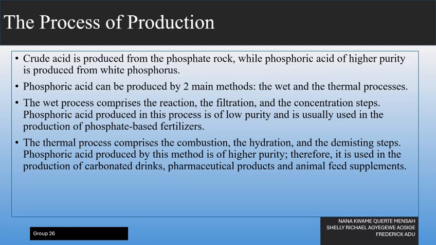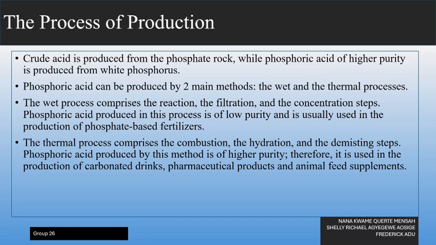This is then cooled and condenses into yellow phosphorus, which is a waxy solid with a high reactivity. Then we move to the hydration step. During this step, the phosphorus pentoxide is hydrated with dilute H3PO4 or water to produce strong phosphoric acid liquid. Then we move to the demisting step, and this step involves the removal of phosphoric acid mist from the combustion gas stream before it is released into the atmosphere.